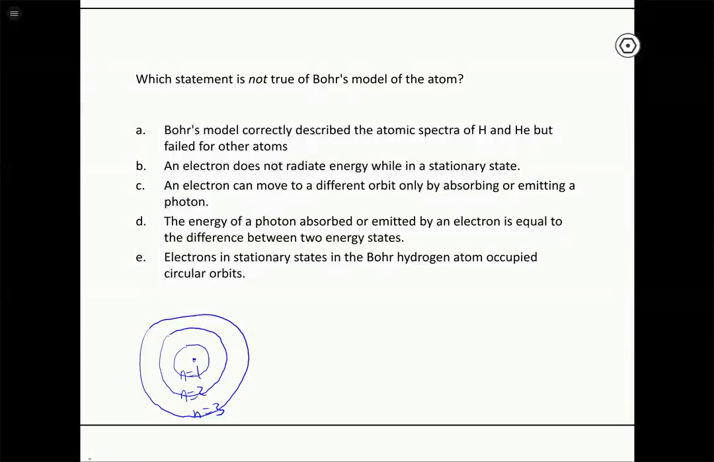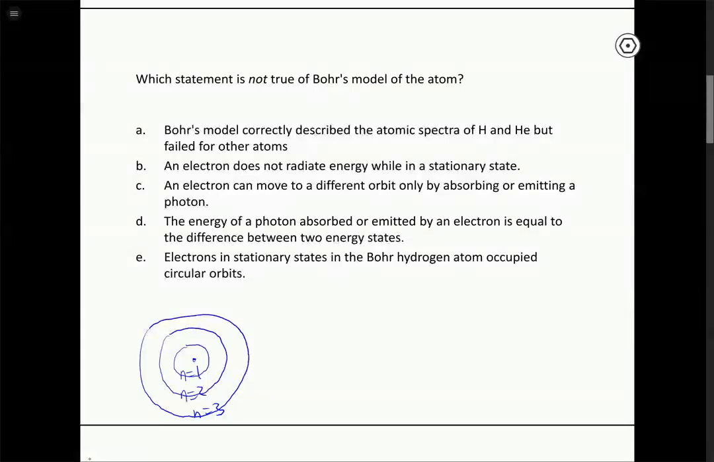And then when the electron stays in the same orbit or the same energy level, the energy of the atom is constant. But then if it wants to move between energy levels, it either has to absorb a photon to go to a higher level, or it has to emit a photon to come down to the lower level. So that's basically what the Bohr model says. So let's see which of these answer choices is not true according to that model.